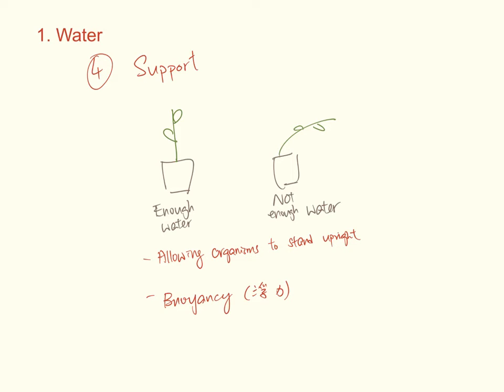Another factor which is related to support is buoyancy. Think about a fish swimming in the sea. Because water provides buoyancy, the fish in the sea and also other marine organisms can float in water.